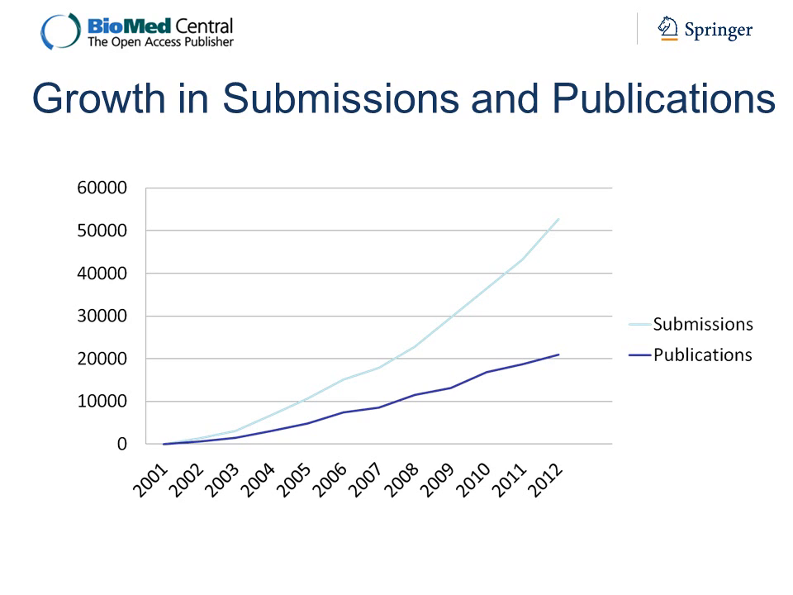And here we can see how the publications and submissions to BioMed Central journals have developed since 2001. In 2012 alone at BioMed Central, over 20,000 articles were accepted for publication.